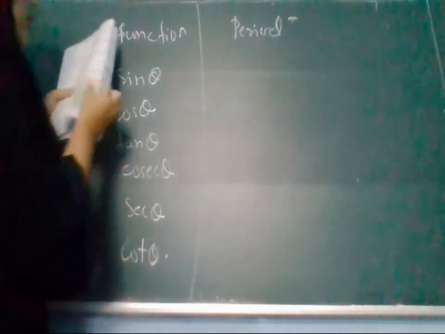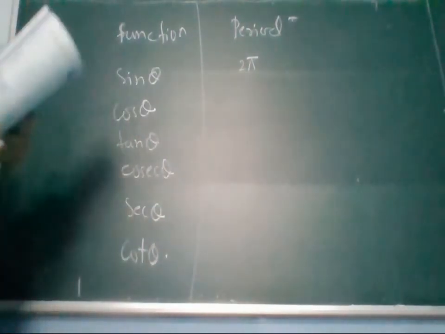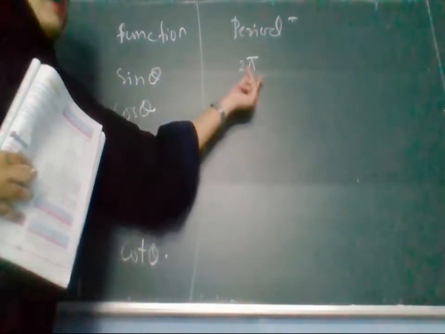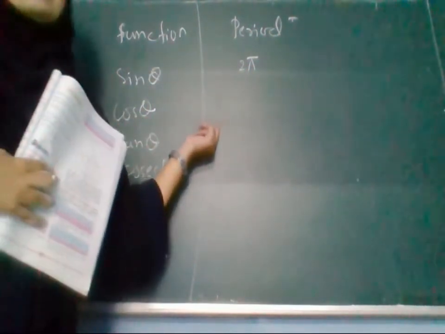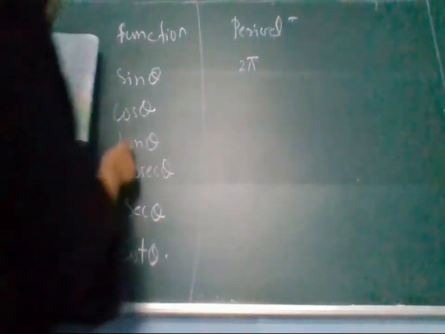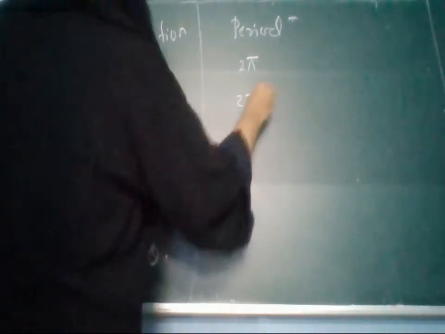So period for sine theta is 2 pi. Always remember this. So sine theta will be the same as sine of theta plus 2 pi. Cos theta will be the same as cos of theta plus 2 pi, and so on. Similarly, period for cos theta is 2 pi.